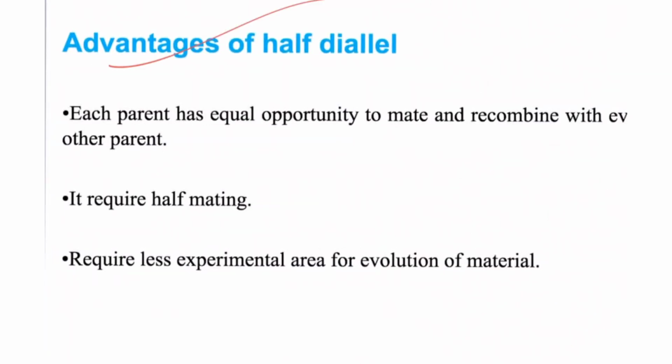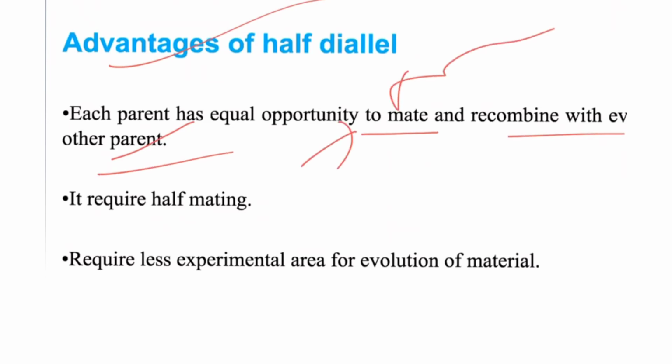So come to the advantages of the half diallel mating design. Each parent has an equal opportunity to meet and recombine with every parent, same as in the full diallel analysis. It requires half the matings, obviously, because no reciprocals are included.